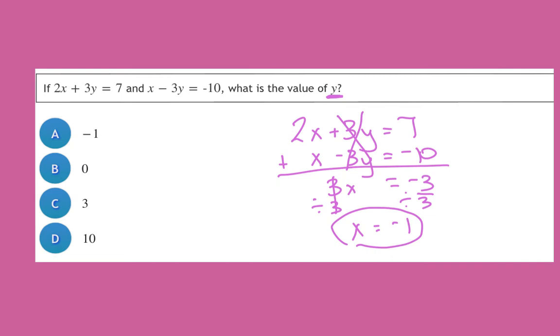Instead of writing x minus 3y equals 10, I'm going to write negative 1 minus 3y equals 10. Then I'm going to add 1 to both sides, and I'm going to end up with a negative 3y equals negative 9. I'm going to divide through by the negative 3, and I'm going to end up with y equals 3.